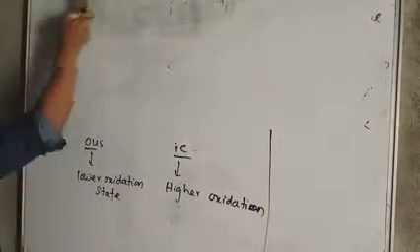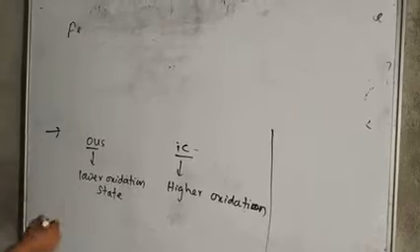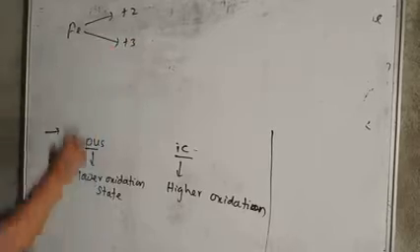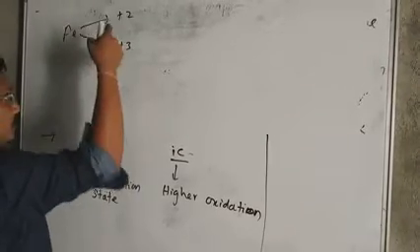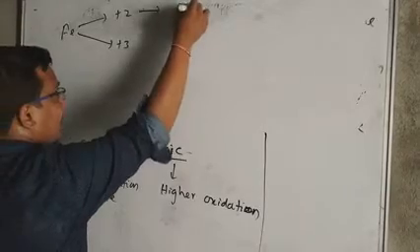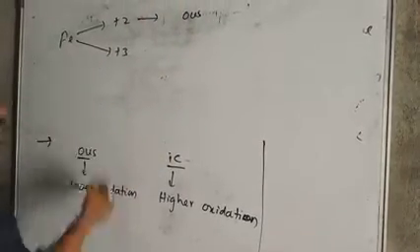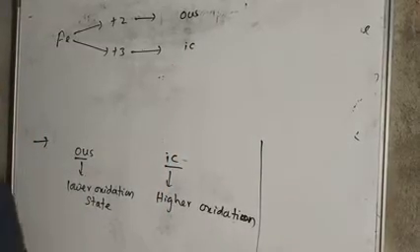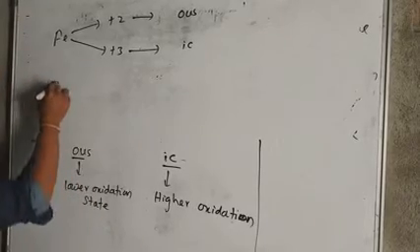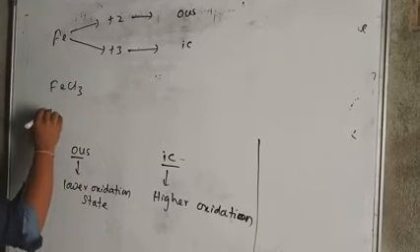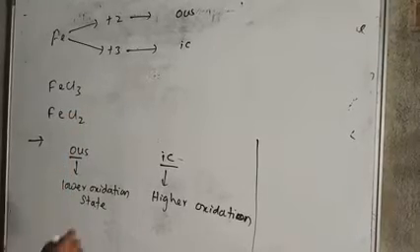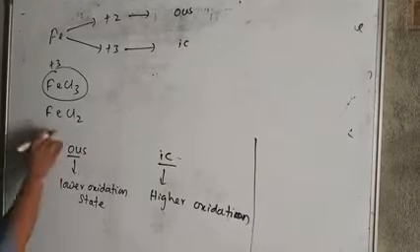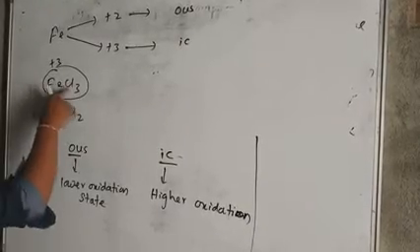Take the example of iron. Iron has two oxidation numbers: one is +2, another is +3. Here the lower oxidation number is +2, so its name must be related to OUS. The higher oxidation number is +3, so it must be written with the help of IC. So we can think about the compounds FeCl3 and FeCl2. In FeCl3 the iron atom shows +3 oxidation state, and in FeCl2 the iron atom shows +2 oxidation state.